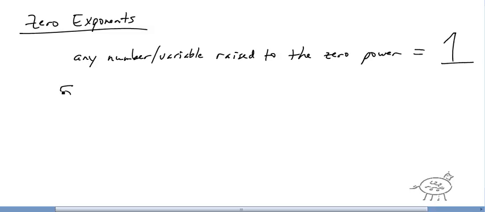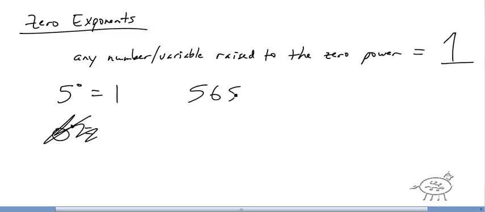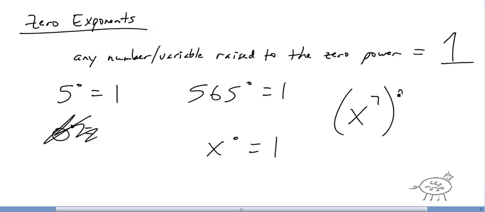So if I give you 5 to the 0, 1. The only one that doesn't work is 0 to the 0. It's actually undefined, but we're not going to worry about that. Anything to the 0 power. 565 to the 0 power, 1. X to the 0 power, 1. X to the 7th to the 0 power, 1.